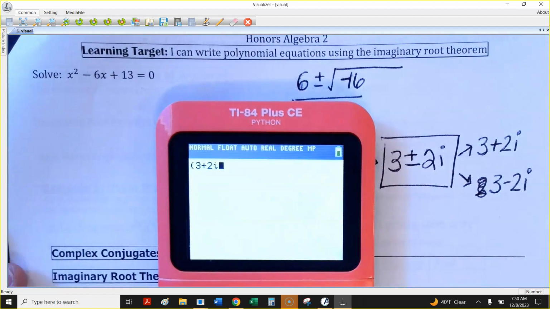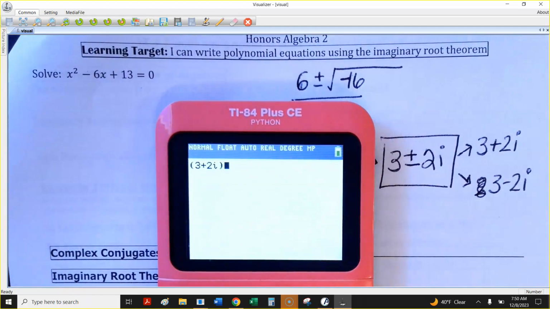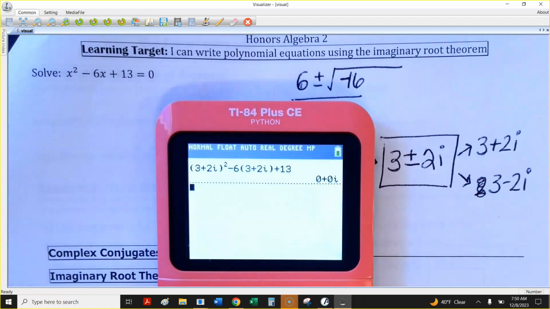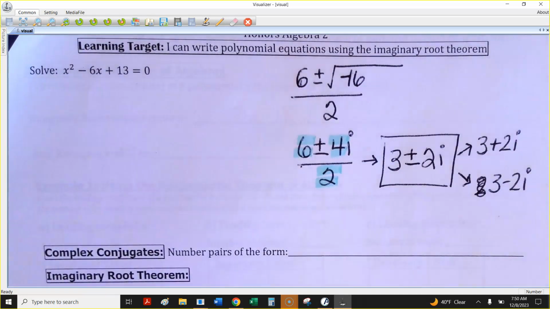So if I plug that in for x, we do this, and then I'd have -6 times that 3 plus 2i, and then plus 13, and you just hit equals. It does write it in the format of an imaginary number, so a being the real part, 0, plus bi being the imaginary part, but that is 0. It's just a way to write it in imaginary or complex number notation. But you could check these really easily just using your calculator to make sure you had your answers right for any of these questions if you want to go back and look.